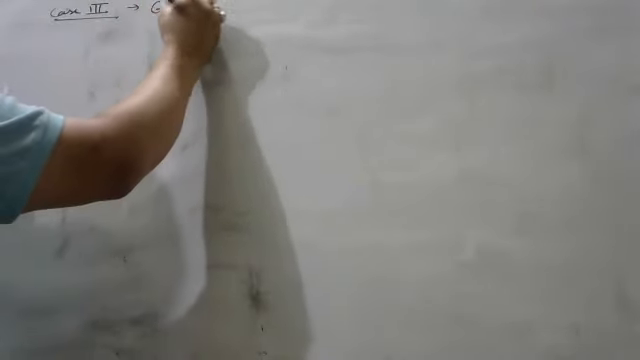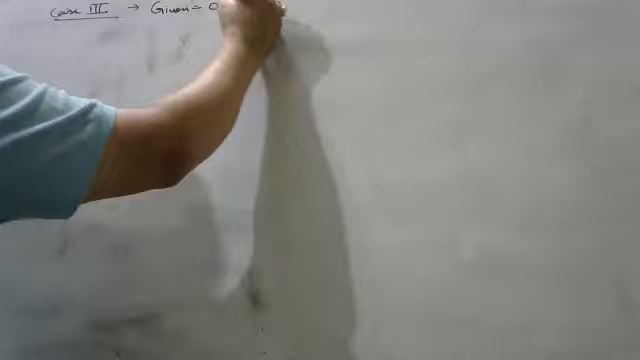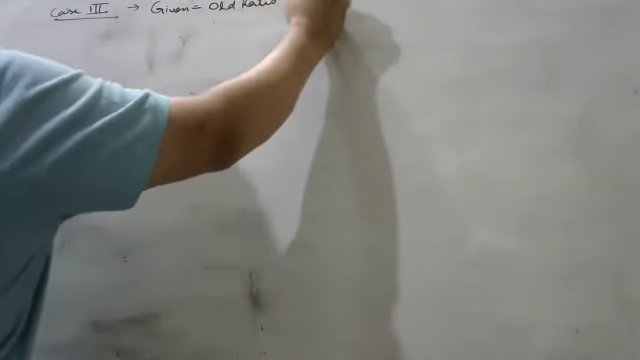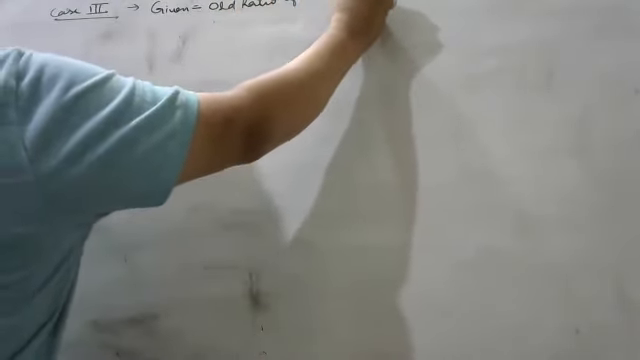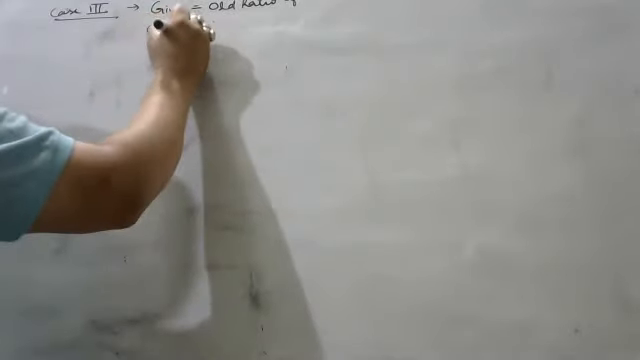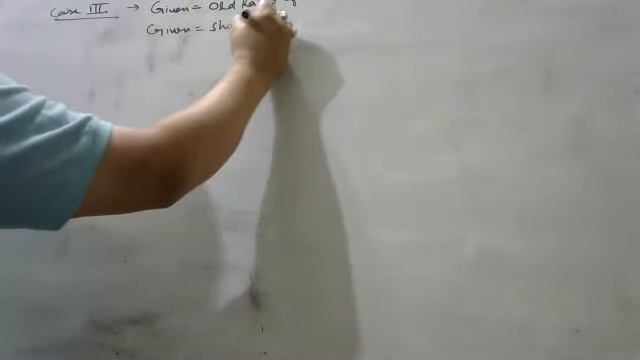Now the case number 3. Again, one more case I am having. Case 3. Case 3 का क्या है बेटा? You are given the old ratio of the partners. Second, you are given the share of the new partner.